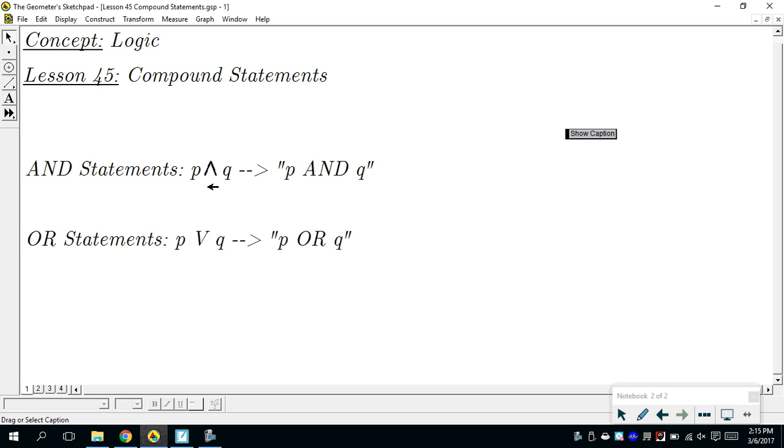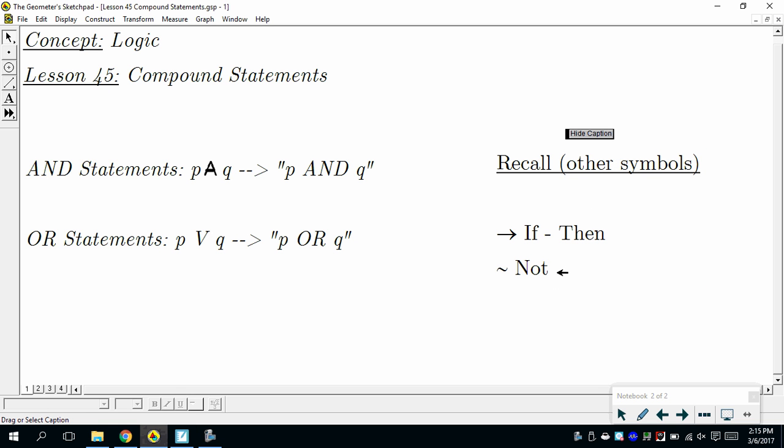One represents and, and that's that symbol right here. It's sort of an upside down V. And one way that I remember that one is and is that it's really easy to turn that into an A. And we have this other symbol down here that looks like a V, and that means or. So these symbolic representations mean P and Q, and P or Q.